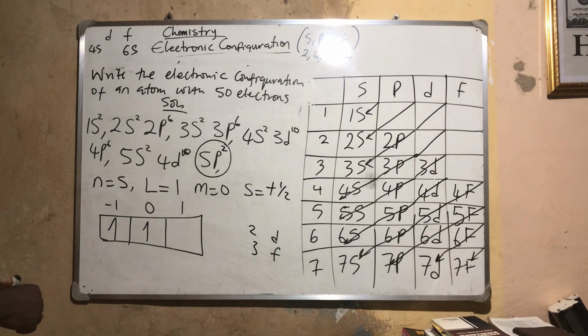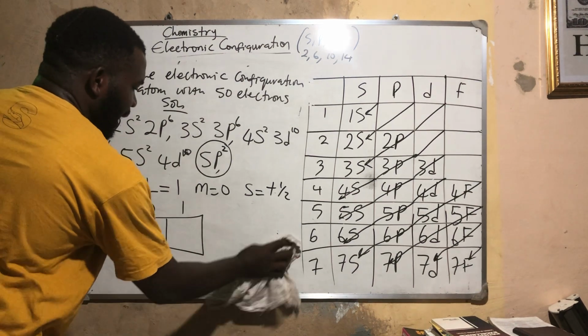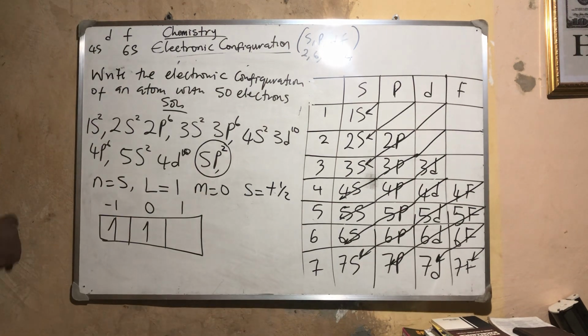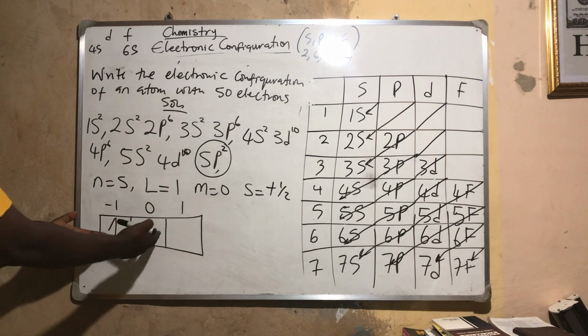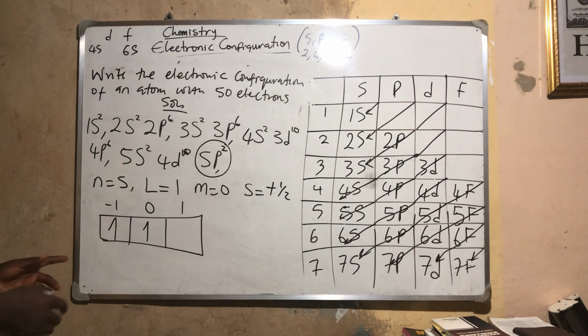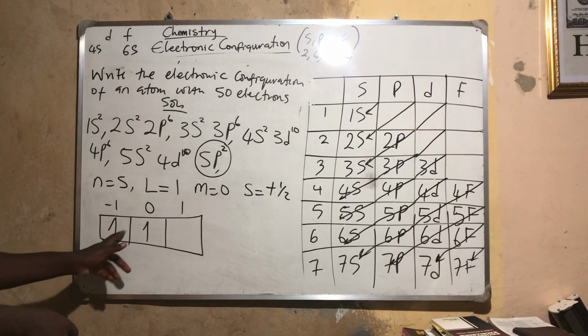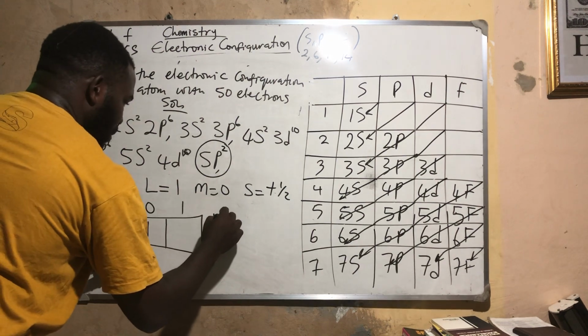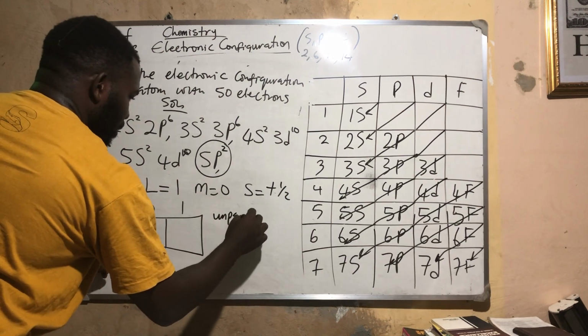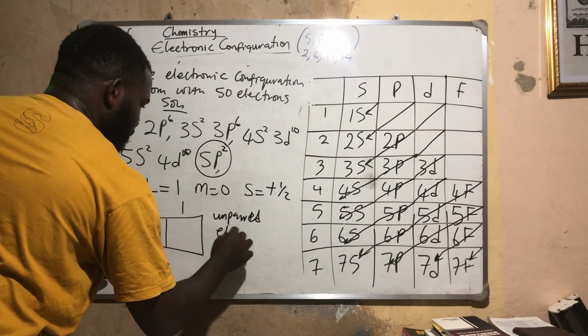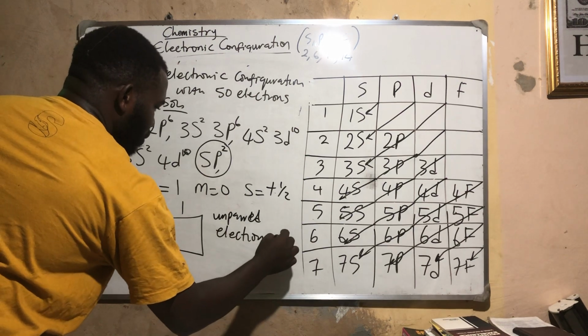Now, another thing they can ask you to find is the paired and unpaired electrons. First of all, from here we can get the unpaired electrons. It is very obvious that the unpaired electrons are 2 in number. So you tell them that unpaired electrons is equal to 2.